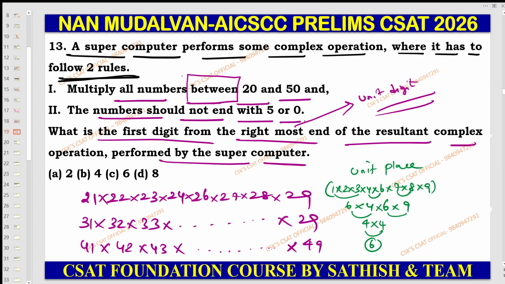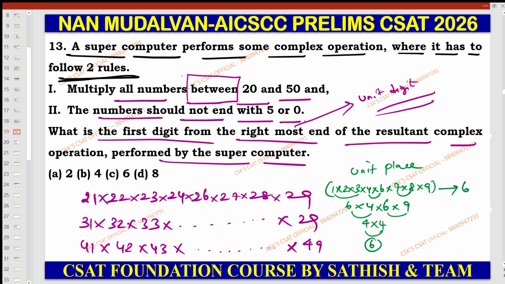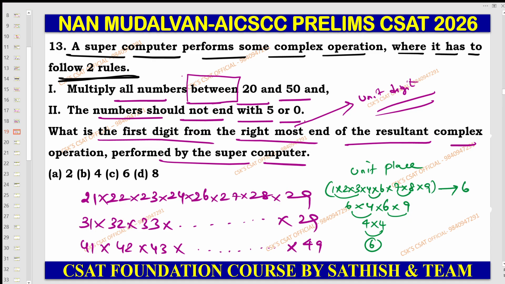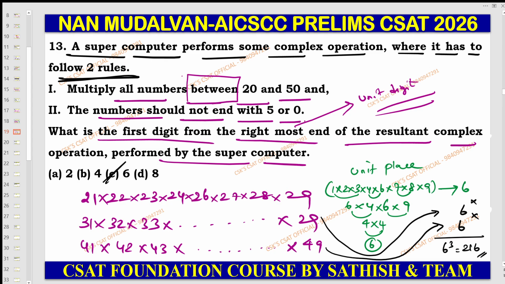So the first case gives you 6 in the unit place. The second one also gives 6, and the third also gives 6 when you multiply. If you multiply these, what would happen? 6 cube, which is nothing but 216. 6 here is the unit place. Guys, getting? Everyone?